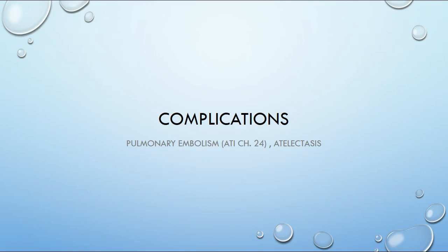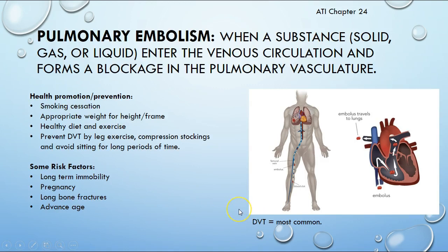Certain complications, pulmonary embolism. So this is basically a substance. It can be a solid, gas, or liquid that enters the venous circulation and forms a blockage. DVT is the most common. Basically, you want to help patients try to prevent things, so not smoking, appropriate height and weight, avoid prolonged periods of sitting, compression stockings. Those at a higher risk are long-term immobility, pregnancy, long bone fractures, and advanced age.